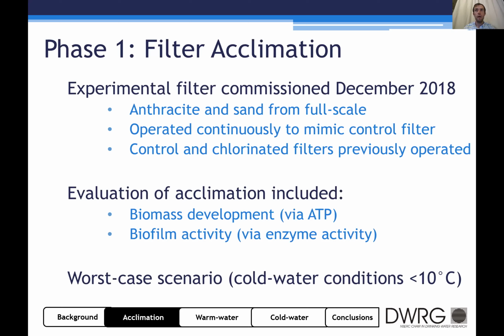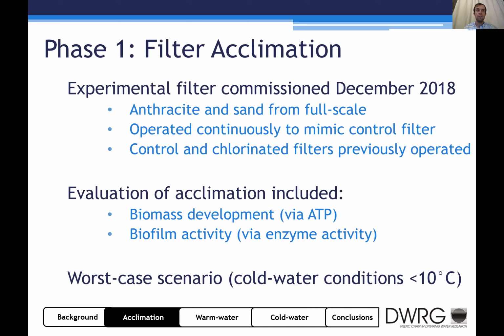To evaluate biomass development, we used ATP, or adenosine triphosphate, and this is an energy carrier that is present in all cells and is indicative of the amount or concentration of biomass on the filter media. One of the interesting wrinkles that we threw in here is we also looked at biofilm activity through enzyme activity. So these assays actually are able to evaluate biofilter function, or what they're able to biodegrade, instead of just the number of bacteria present.